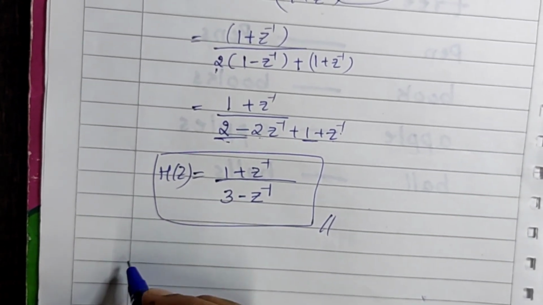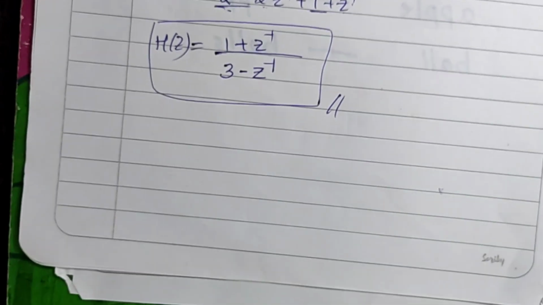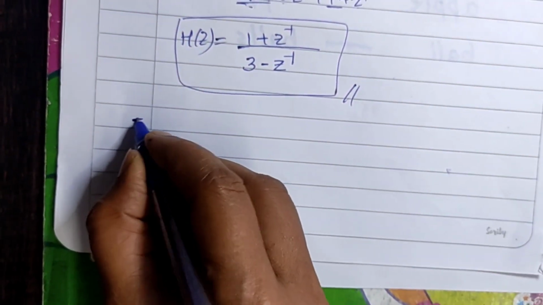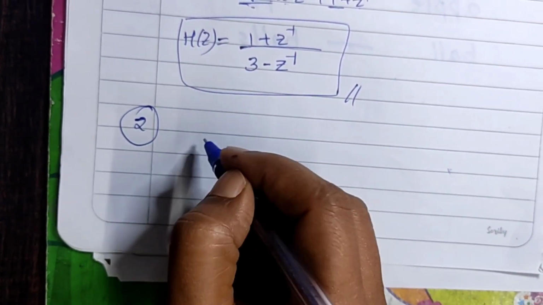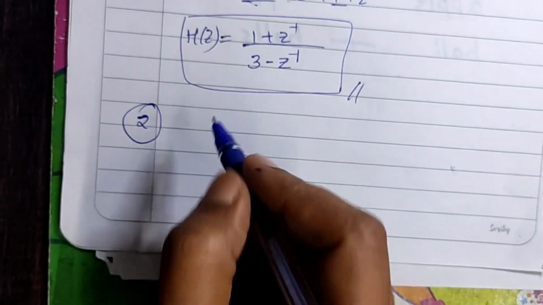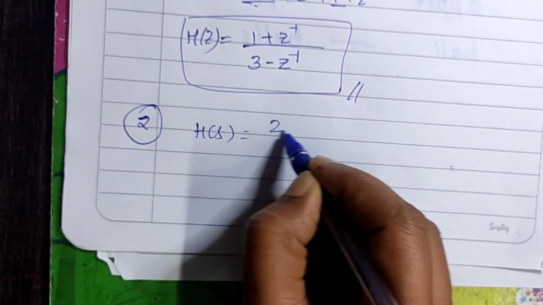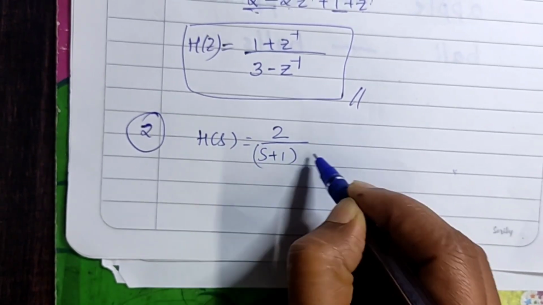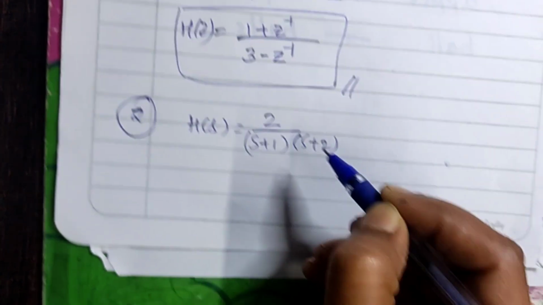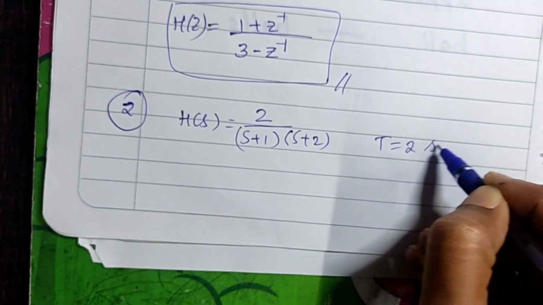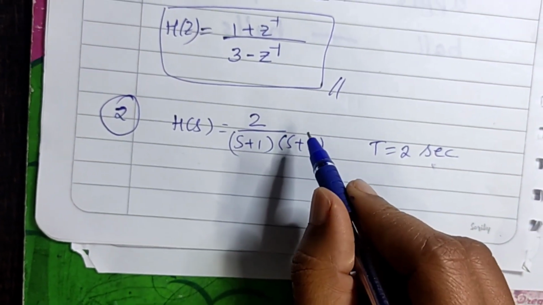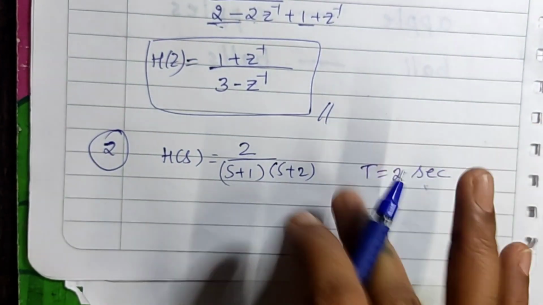We'll have another example, which is now to design, or you can say apply BLT for the system H of s is equal to 2 divided by (s plus 1) into (s plus 2), for t is equal to 2 seconds. How can we apply the bilinear transformation? As we said, it is quite easy.